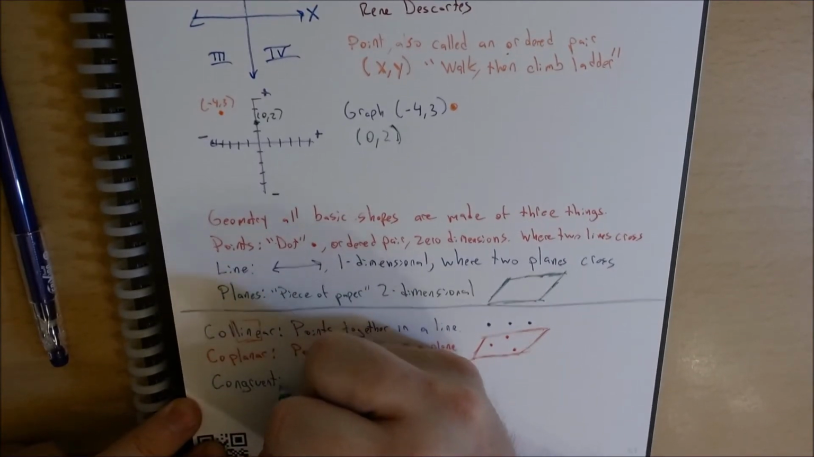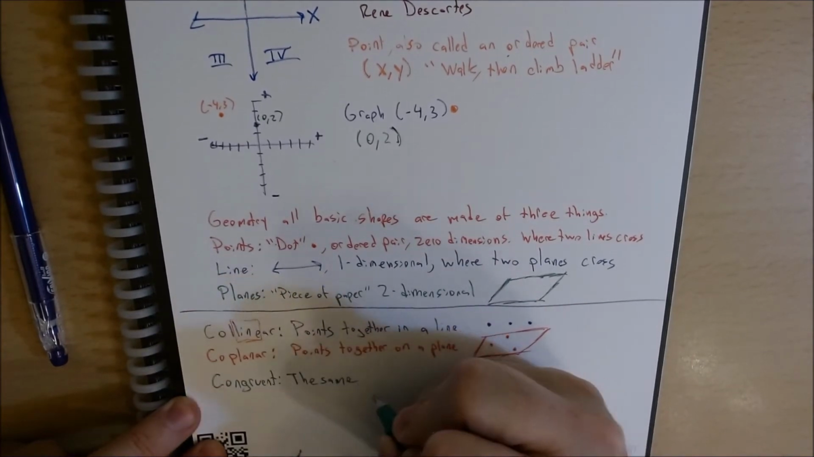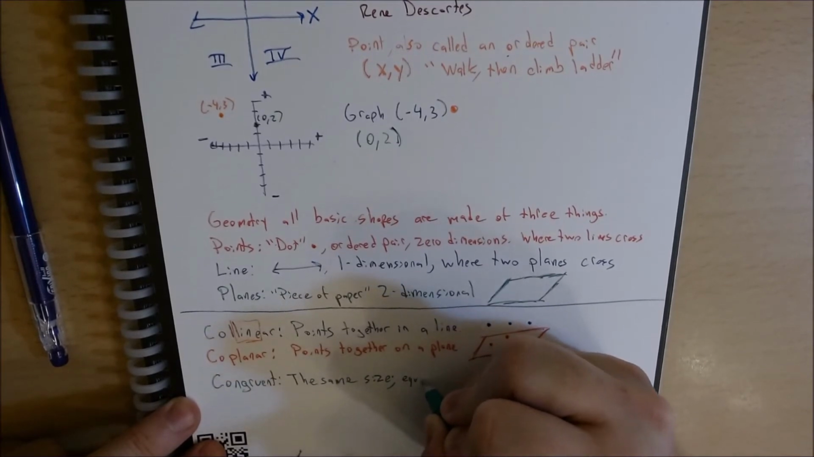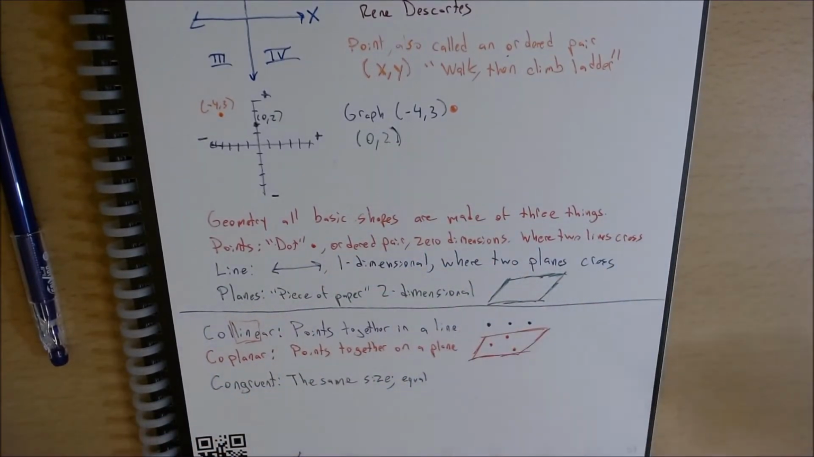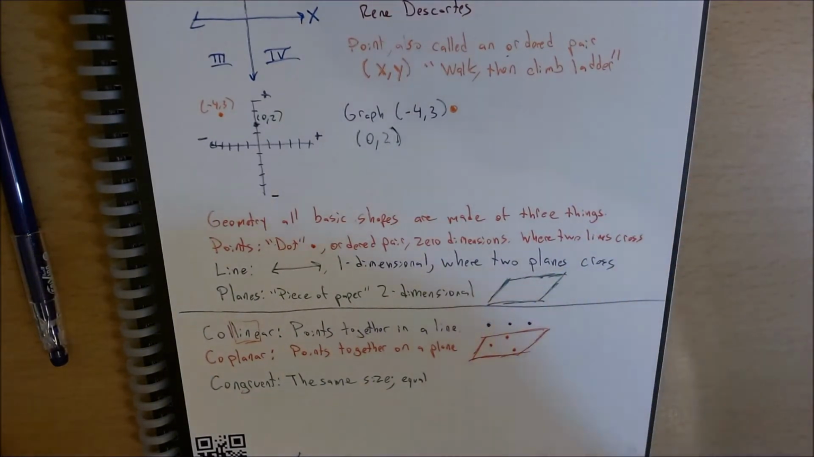Congruent. The same size. Sometimes you say equal. So the reason there's different words between equal and congruent is that congruent literally means same size. It's not talking about numbers. You wouldn't say 7 is congruent to 7. You'd say like this triangle is congruent to this triangle.